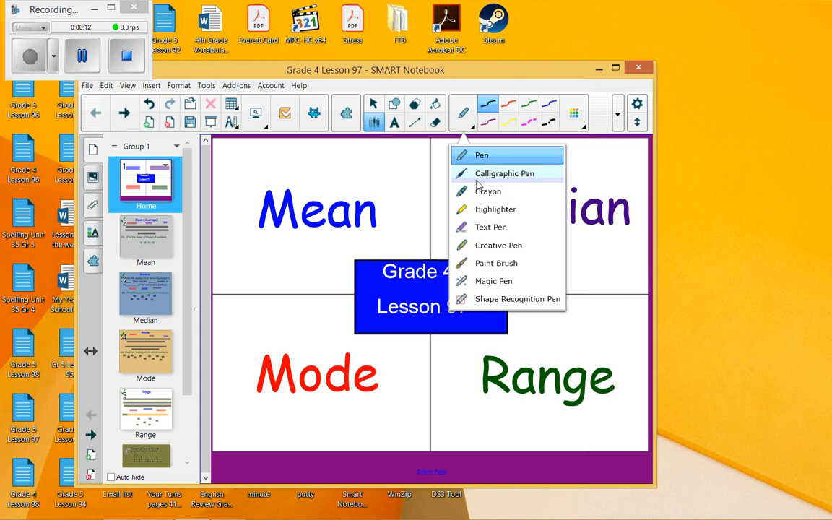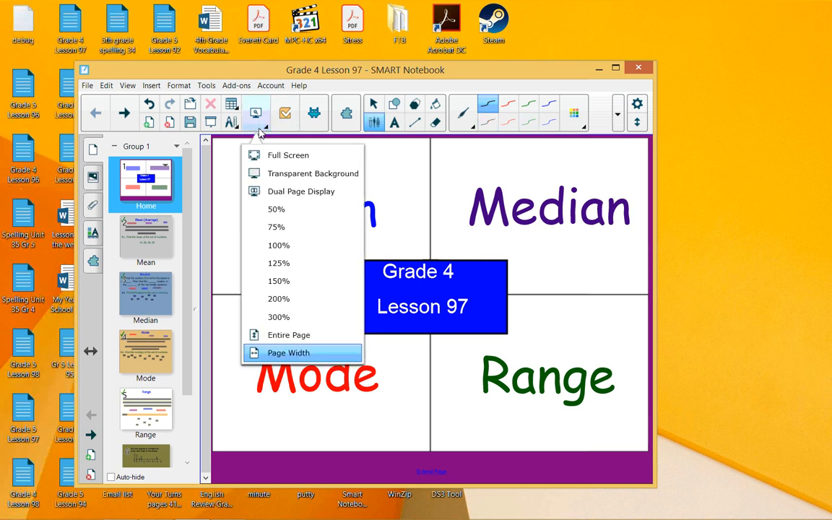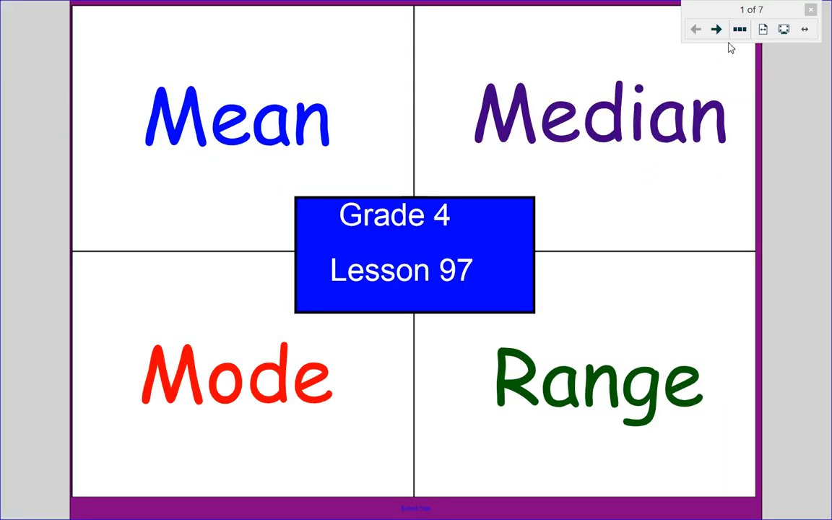We are going to be taking a look at Lesson 97. We are getting close to the end of our units of things, so hopefully this will go well and you can understand these concepts. I will go through mean, median, mode, and range. So let's get started and see what all four of these words mean.